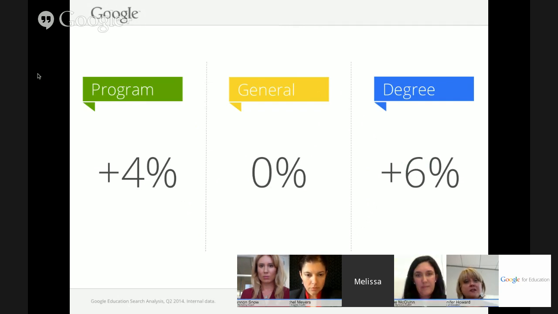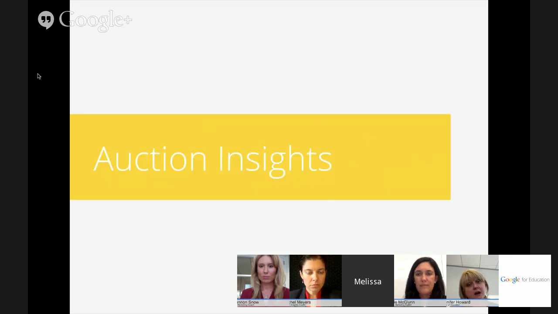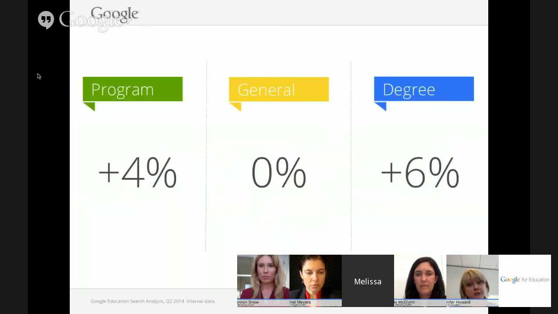The order that this is in on the screen, the program to general to degree, they are ordered in terms of query volume, so you can understand the sheer size of the volume of the queries that are actually coming in. And then the percentages you're looking at are the year-over-year numbers as it relates to Q2 over Q2. So program terms, the largest segment, growing 4% year-over-year.